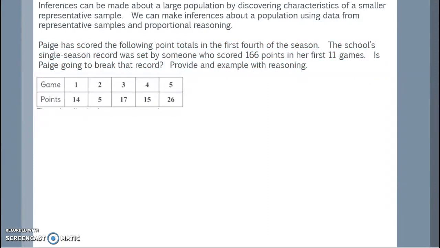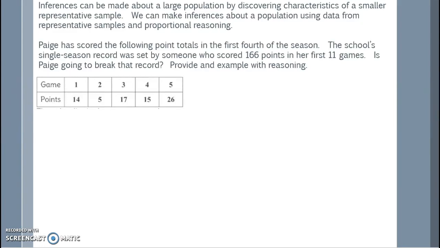Inferences can be made about a large population by discovering characteristics of a smaller representative sample. We can make inferences about a population using data from representative samples and proportional reasoning.